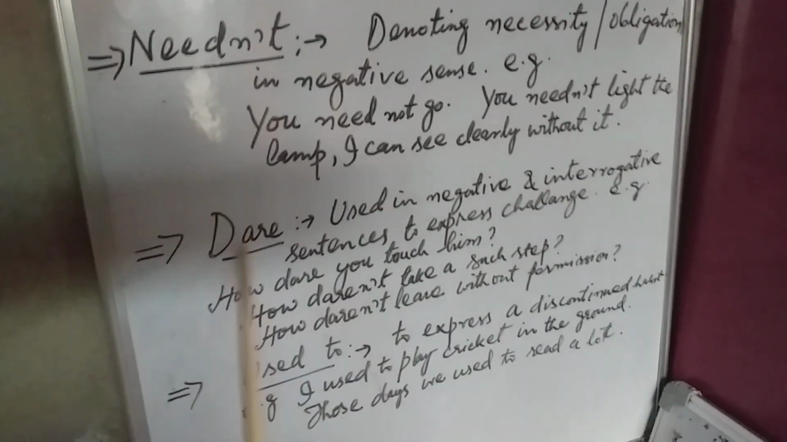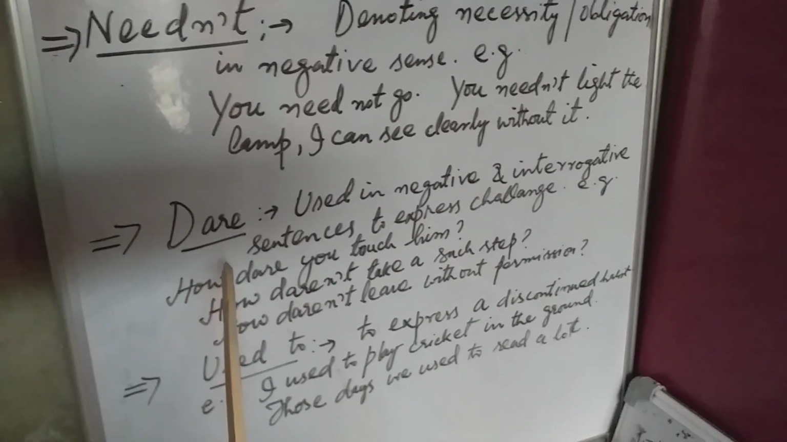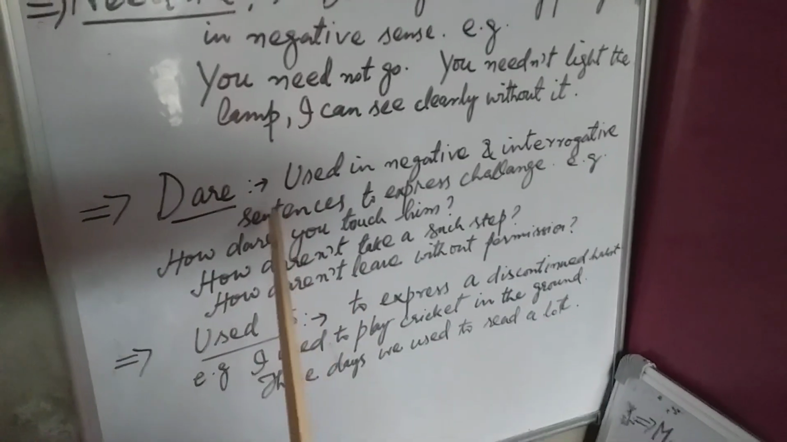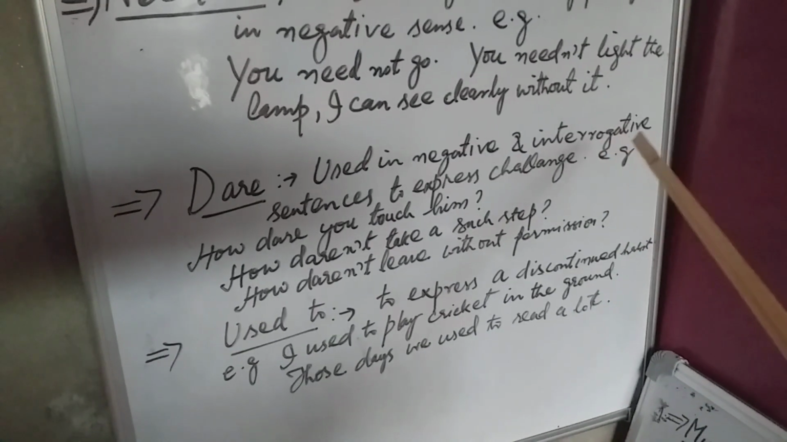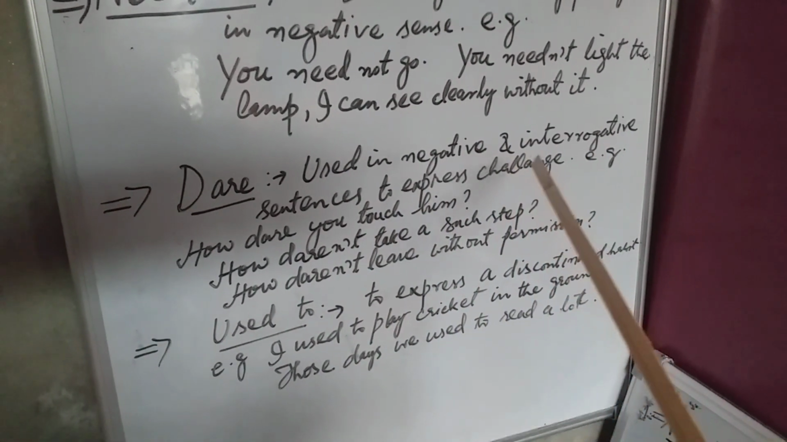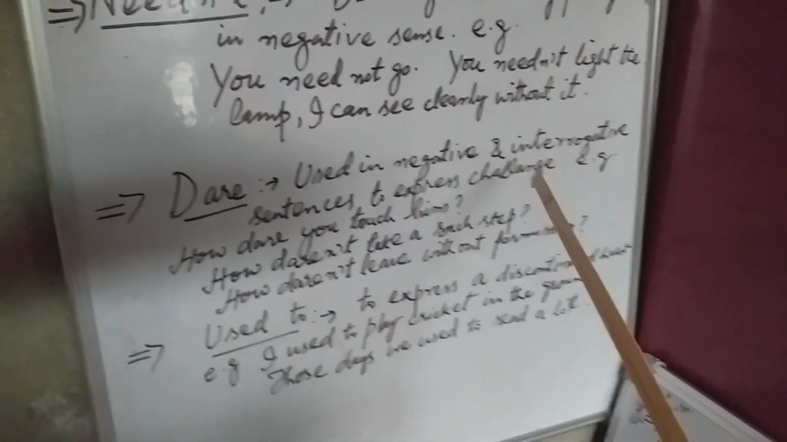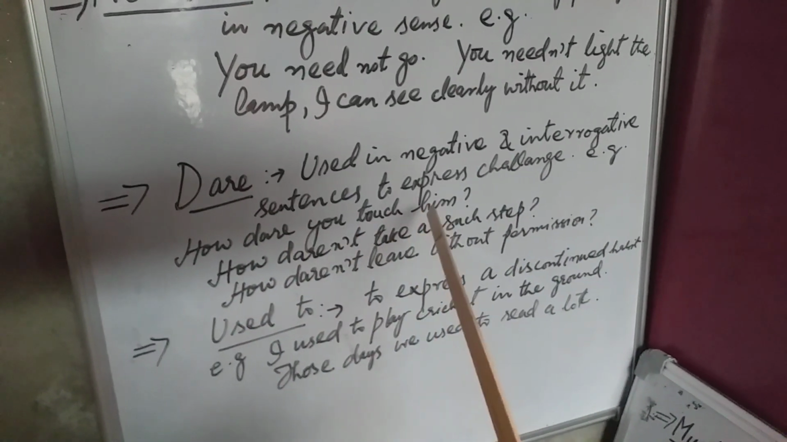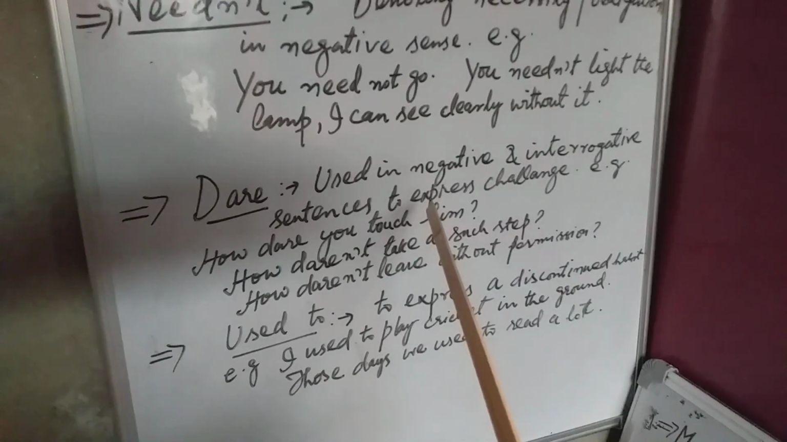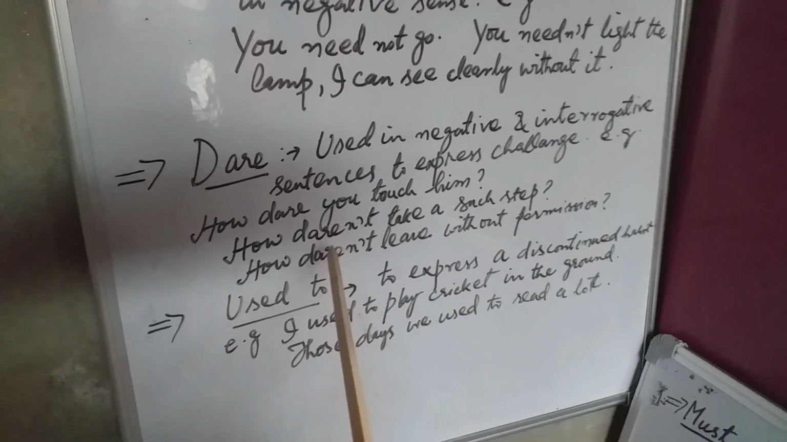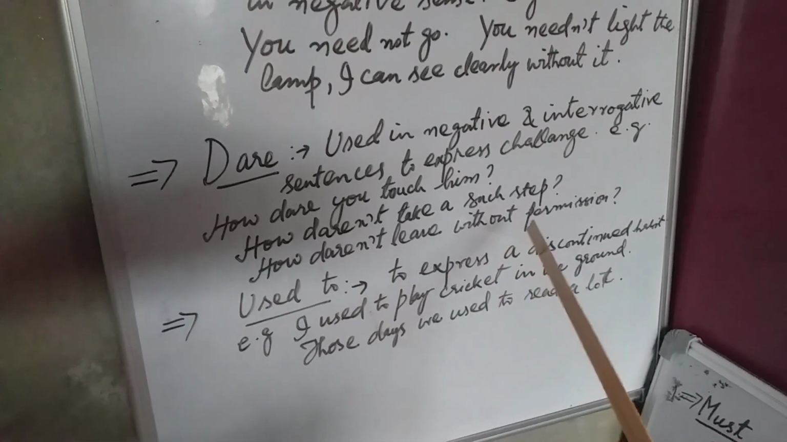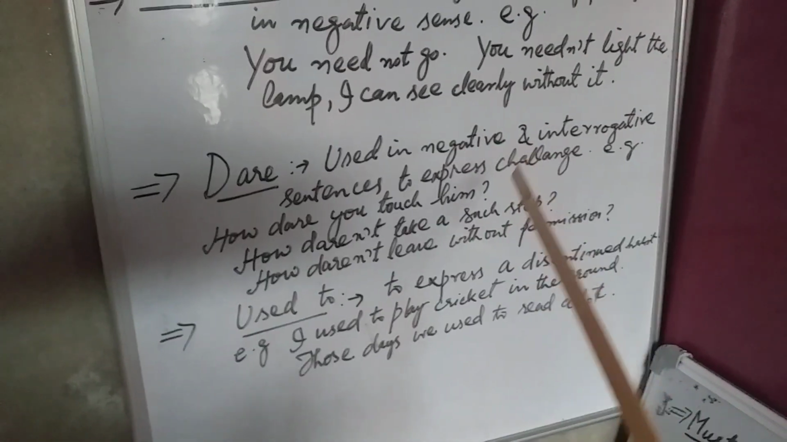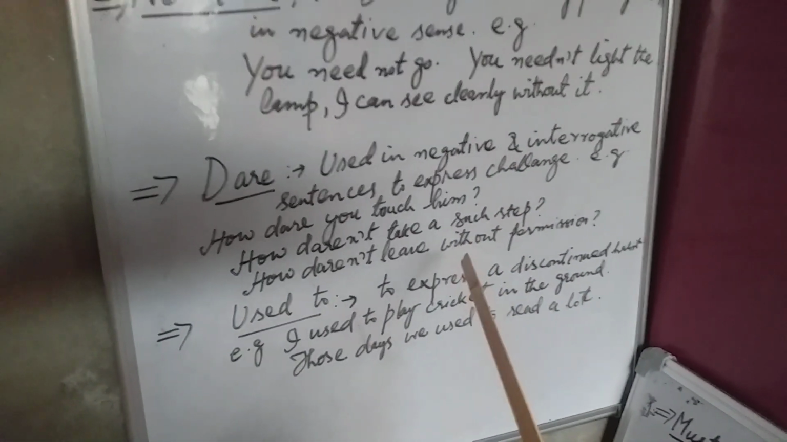Understand? Now, let's move towards dare. Dear students, this is also used in negative sense and in interrogative sentences to express challenge. You know what's a challenge? For example, how dare you touch him? We usually use these sentences. How dare you touch him? How dare you take such a step? How dare you leave without permission? You can add plenty of sentences for your understanding.